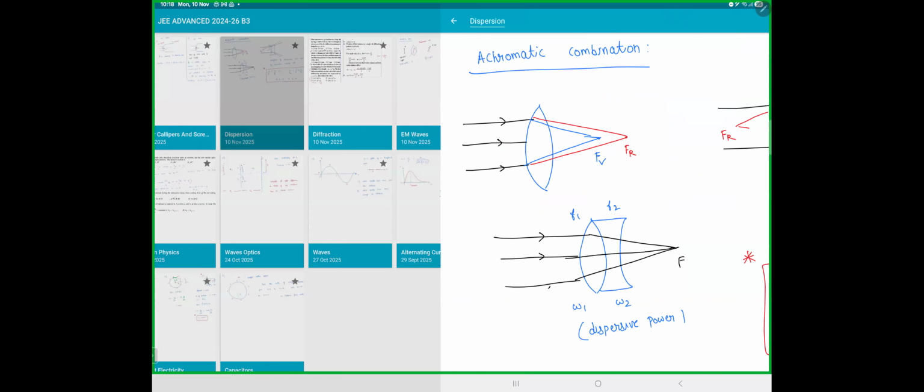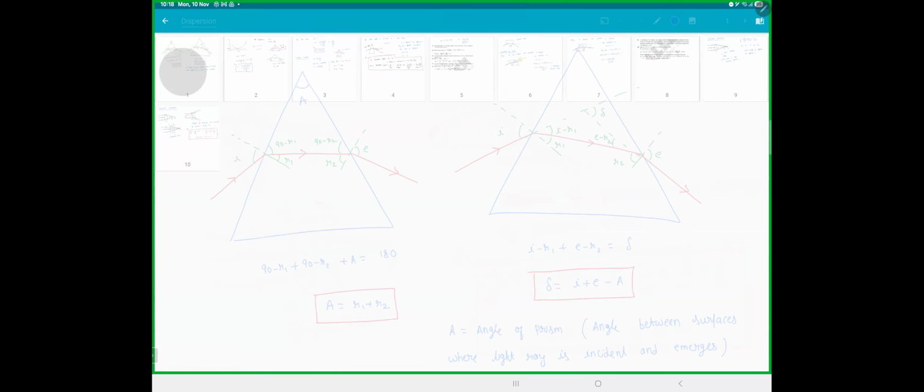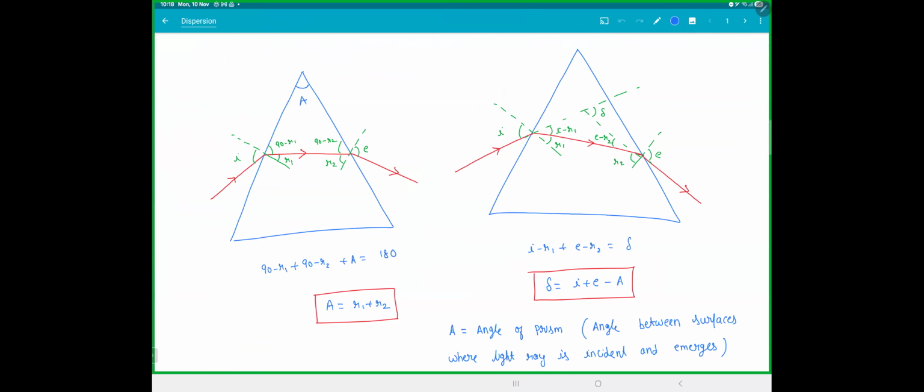The last thing, dispersion. These questions are rare, but in CET they do ask one question pretty frequently. So we'll see that.